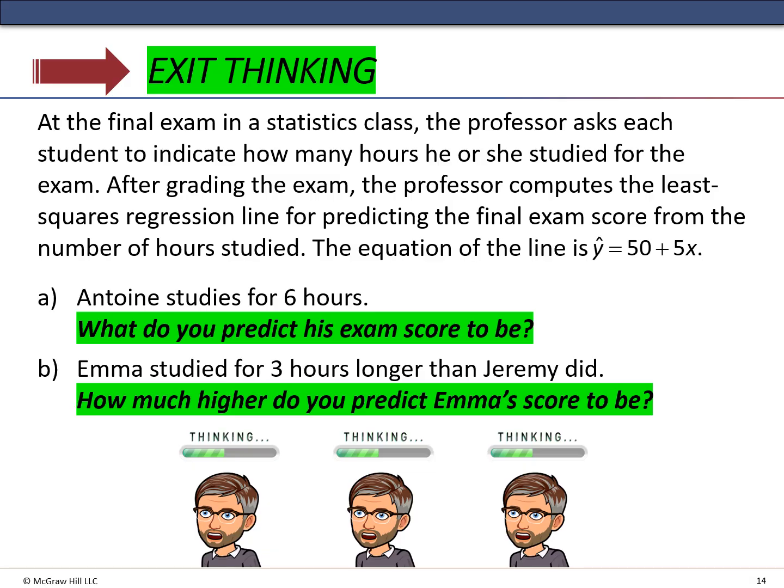At the final exam in a statistics class, the professor asks each student to indicate how many hours he or she studied for the exam. After grading the exam, the professor computes the least squares regression line for predicting the final exam score from the number of hours studied. The equation of the line is y bar equals 50 plus 5x. Anton studied for 6 hours. What do you predict his exam score to be?